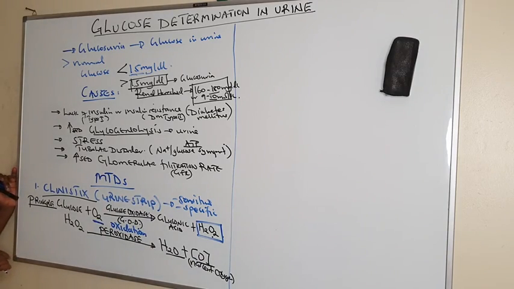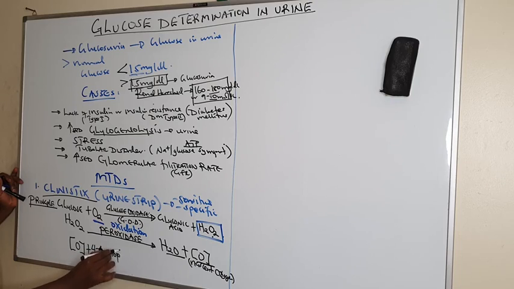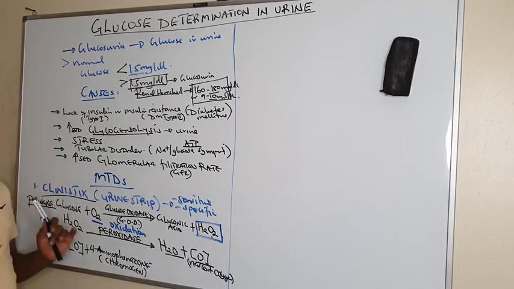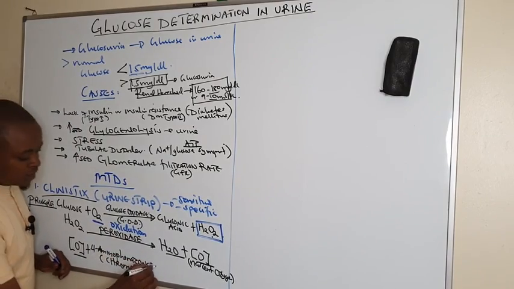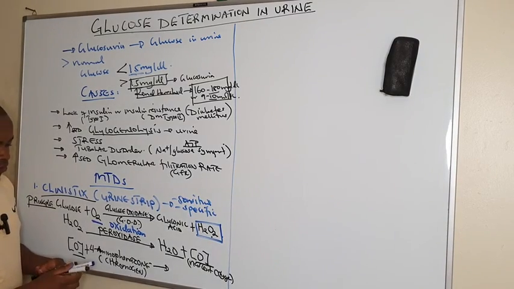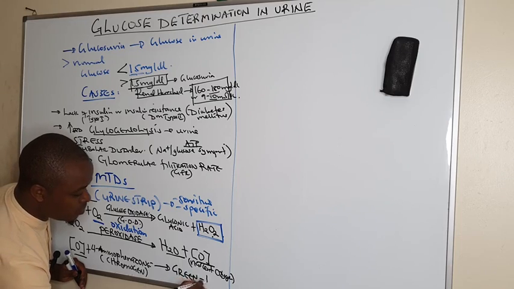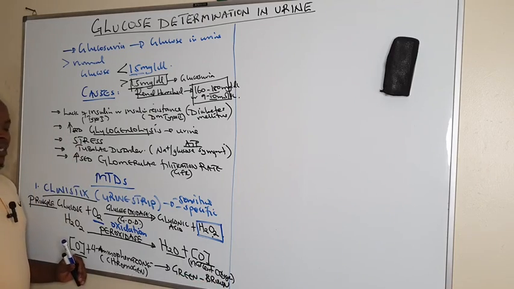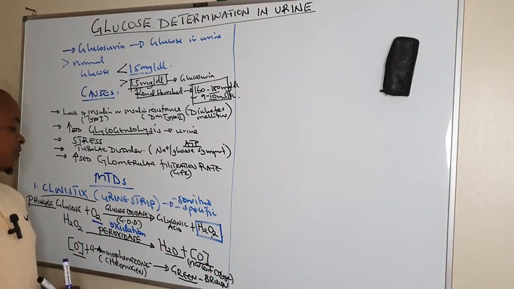And this nascent oxygen is going to react with a chromogen. So we provide a chromogen like 4-aminophenazone. Chromogen, chrom means color. So this 4-aminophenazone is going to produce color when it reacts with nascent oxygen, and this color is going to be shades of green to deep brown, depending on the intensity of glucose in urine.